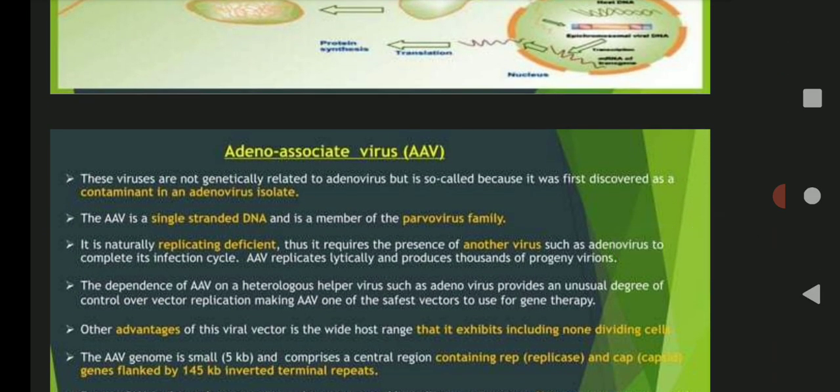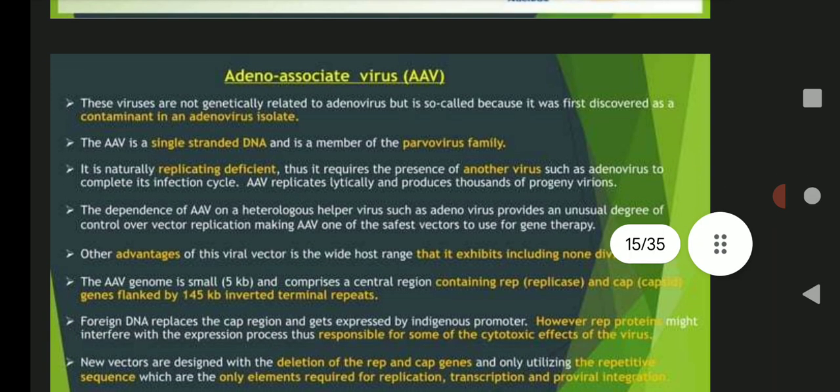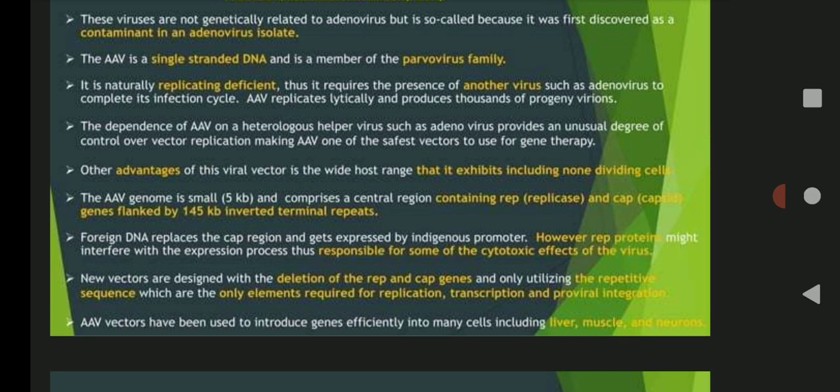Adeno-associated viruses were first discovered as contaminants in adenovirus preparations. In association with adenovirus, adeno-associated virus is a single-stranded DNA virus from the parvovirus family. Naturally, it is replication deficient in nature. It needs the help of adenovirus for its replication mechanism. So, we need a supporting virus for the replication process of this virus.